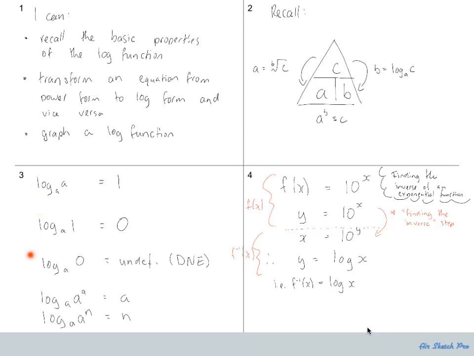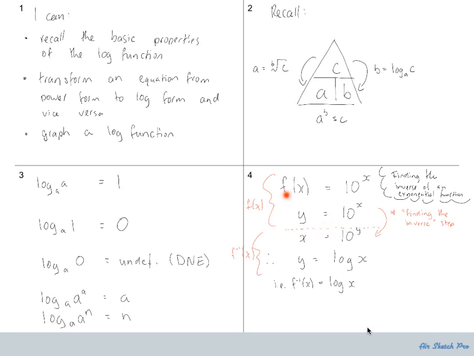Arising from that, we've got a bunch of log properties, I guess log laws, but they're really log properties, where log base a of a equals 1, log base a of 1 equals 0, because a to the power of 0 equals 1. Log base a of 0 is undefined, it does not exist. Log base a of a to the power of n is equal to n, for reasons that we've gone into. That rule is actually used a fair bit, but we'll get to it later on.